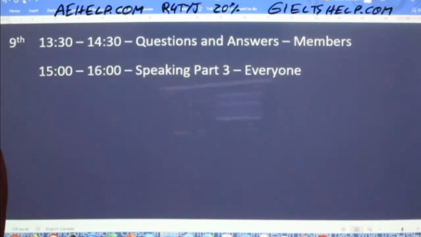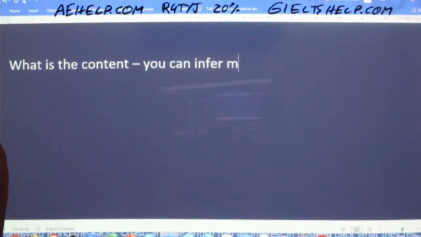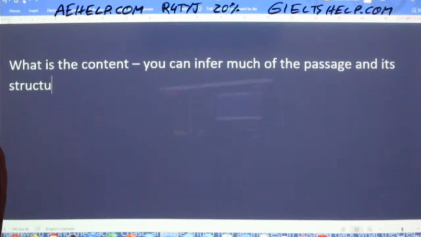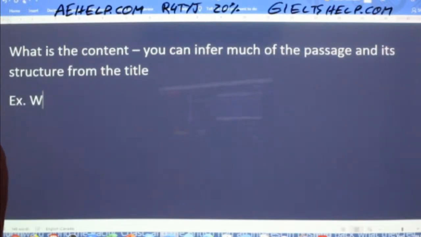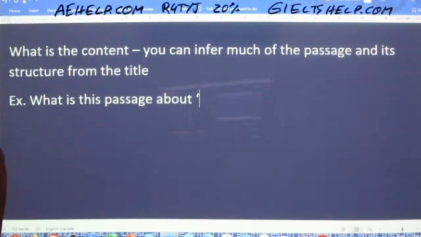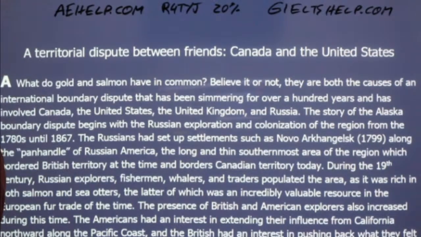So let's do that now, okay? So what is the content? You can infer much of the passage and its structure from the title. So based on this one here, for example, what is this passage about? I'm just going to call it Canada, U.S. How did they use that word? Territorial dispute. Okay.